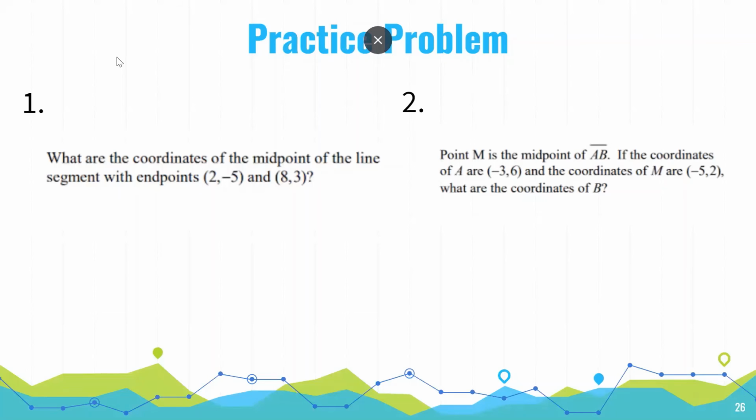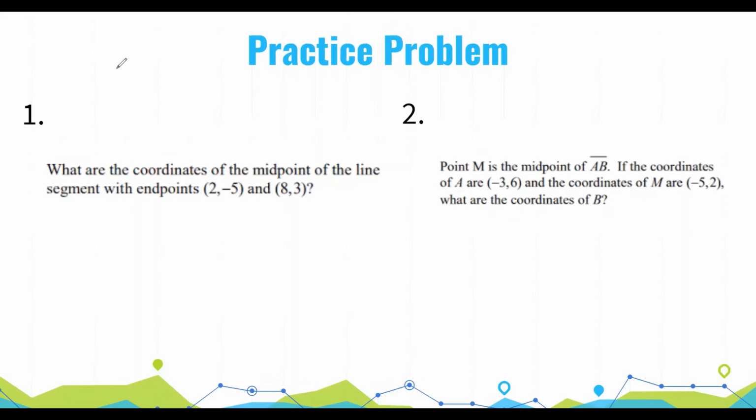Do you have any idea on this question? This question is a little bit different from the others. So for this question, you have to go backward. Because you already have the midpoint, you have to go backward to find another point, which is the coordinate of B.